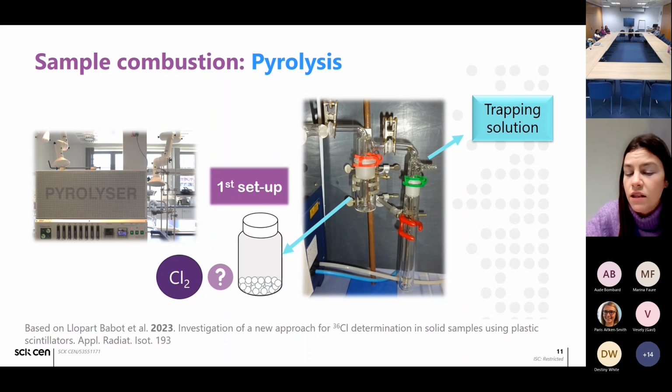The first one is the one that you can see in the picture on your right, where we placed a vial containing microspheres. And as you can see, we also connected a trapping solution after this vial to collect the chlorine that was not retained on the microspheres. In this type of setup, what we were looking for was the gas absorption of chlorine gas on the microspheres.